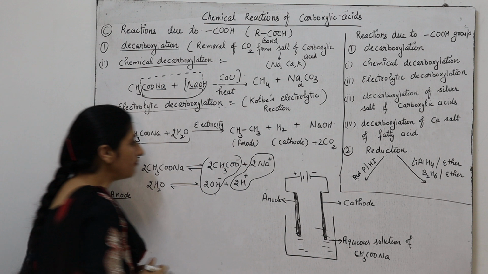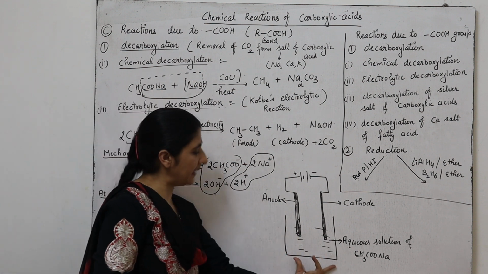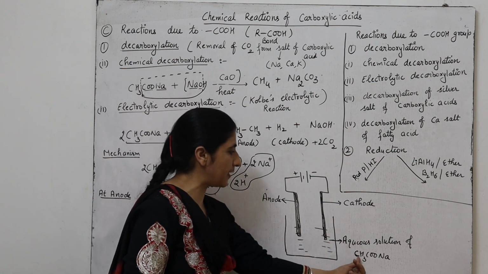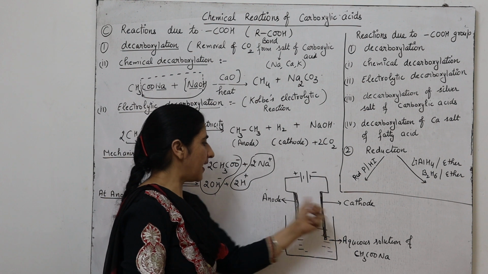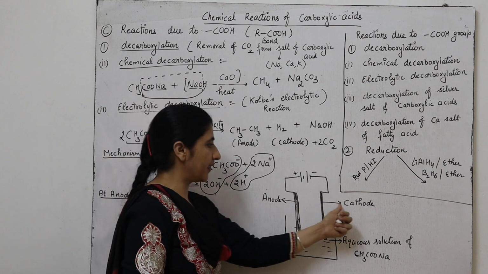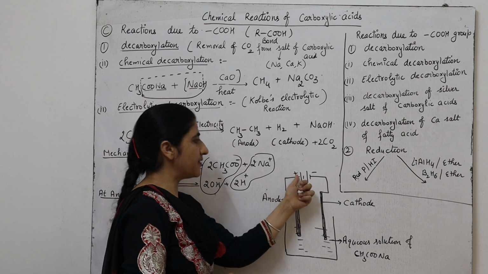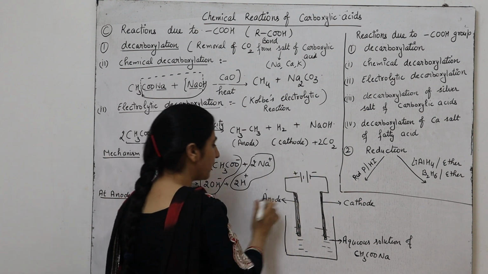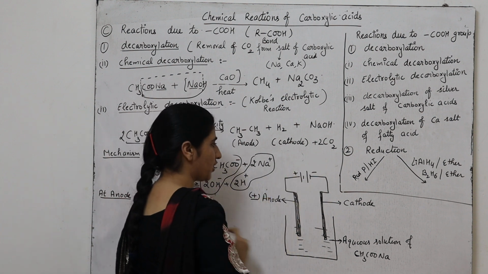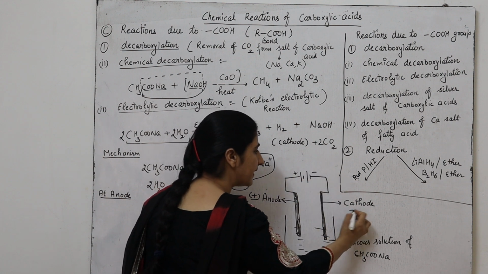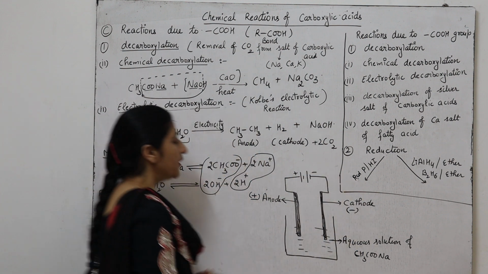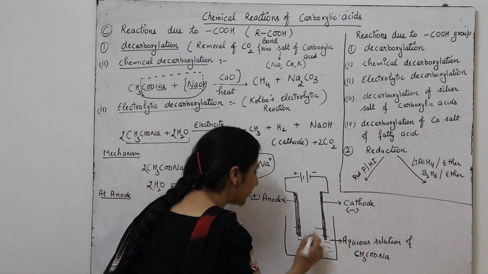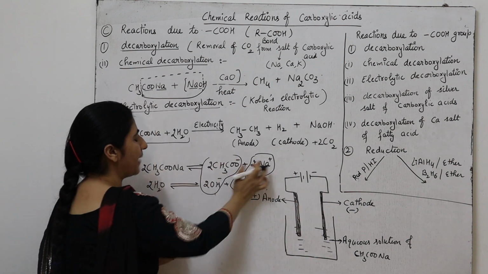We have an electrolytic tank containing an aqueous solution of sodium acetate. Two electrodes are dipped into it, the anode and the cathode. The anode is connected to the positive terminal, so it carries a positive charge. The cathode is connected to the negative terminal, so it carries a negative charge. After passing electricity through the aqueous solution of sodium acetate, we have two types of negative and positive ions.